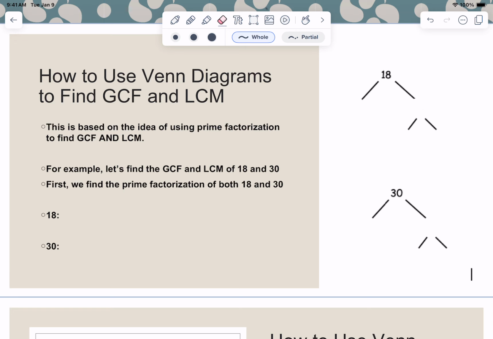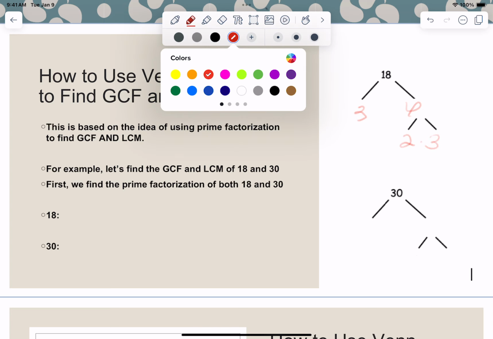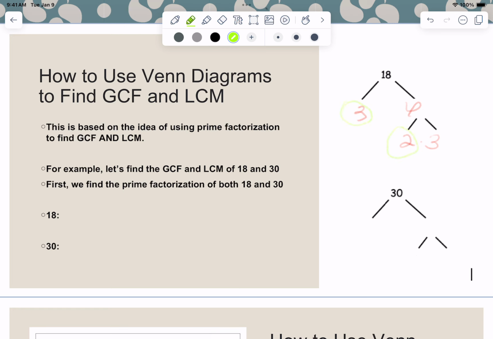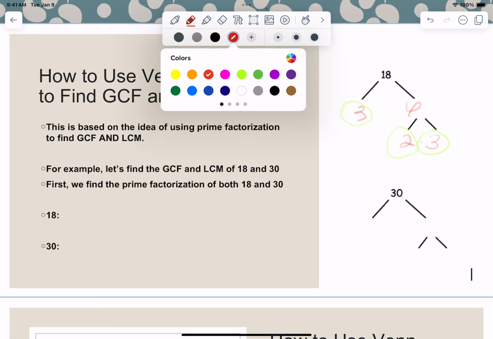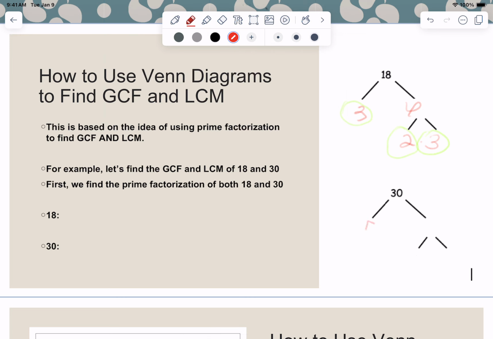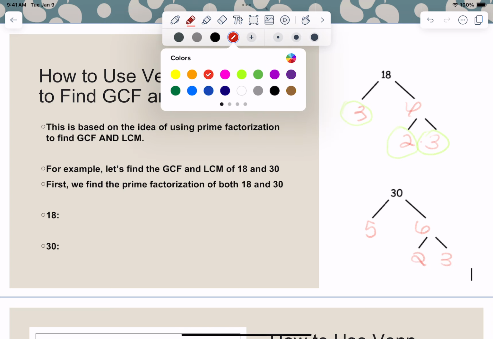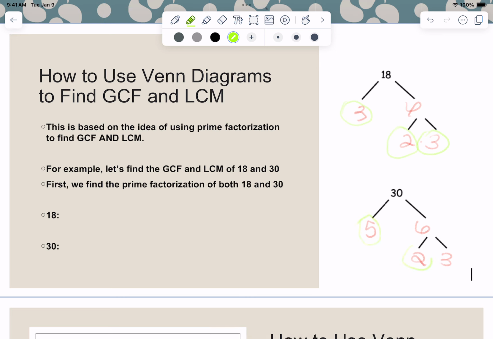If I do the prime factorization of 18, I'm going to get 3 and 6, and this is going to be 2 and 3. And so I can say that my 3 and my 2 and my 3 are the prime factorization of 18. I can do the same thing again here with 30 and say this is going to be 5 and 6, and 6 is 2 and 3. And again, I'll circle the factors. These are my prime factorization of 30.